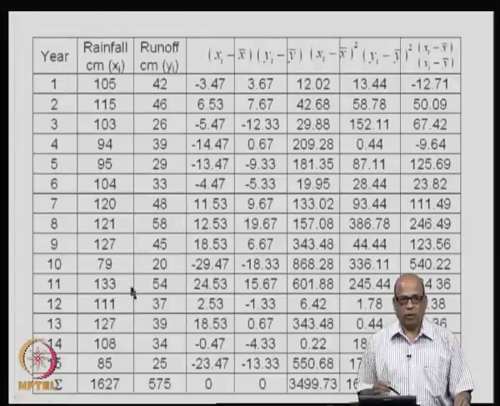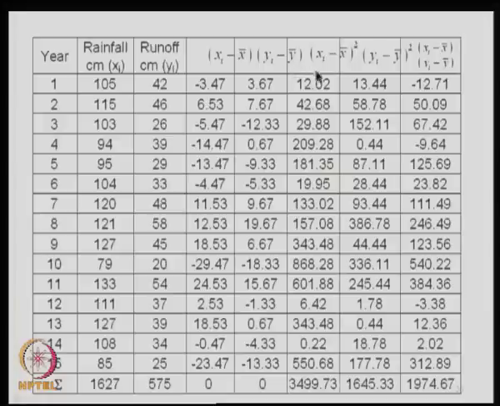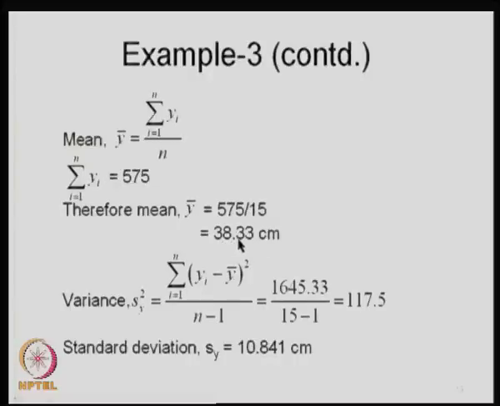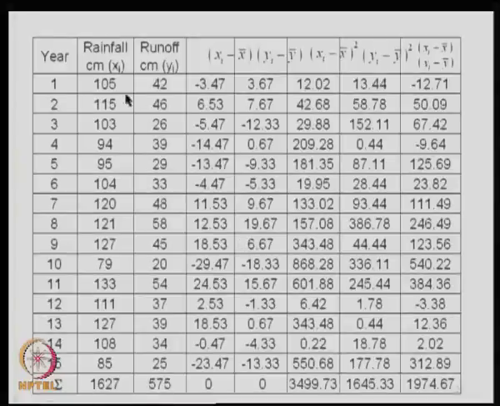The rainfall values are given here and the concurrent values of runoff are given here. Then we obtain x_i minus x bar and y_i minus y bar, (x_i minus x bar) the whole square, (y_i minus y bar) the whole square, and then (x_i minus x bar) into (y_i minus y bar). So, x bar is 108.5 and y bar is 38.33. So, what we do is x minus x bar here and y minus y bar here.